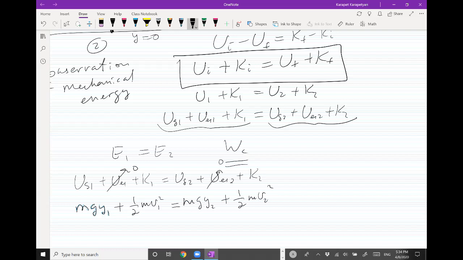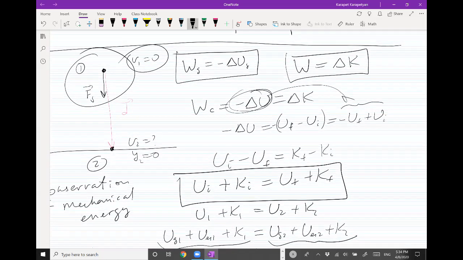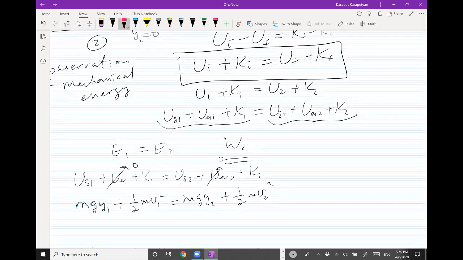But this particular example tells me that I start from rest, and position 2 is my reference point, so it has vertical position 0. That means I can say this is 0, and this is 0. Then what I end up with is mgy1 equals 1/2 mv2 squared.